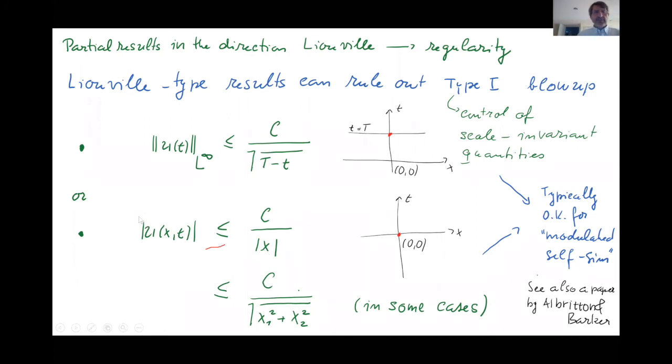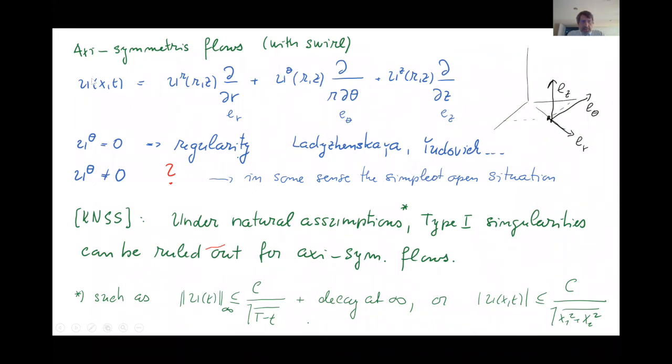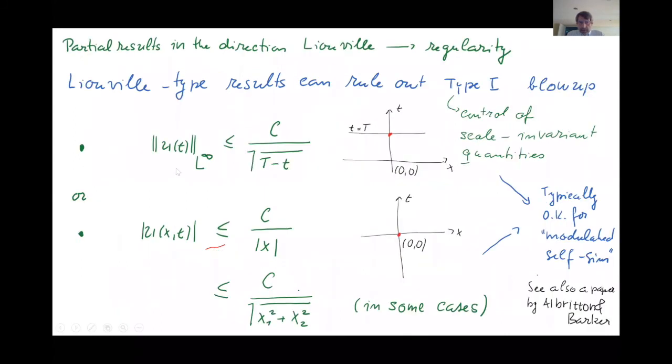If you have an ancient solution of the Navier-Stokes equation, then you can show that it is constant. And if you put it together with the axisymmetric class, the simplest possible singularity scenario is in the axisymmetric case, which cannot be ruled out. So if you use these ideas concerning Liouville theorems, which started with this observation by Nikolai by looking at this scalar quantity in two dimensions, you can rule out these type one singularities for axisymmetric solutions.